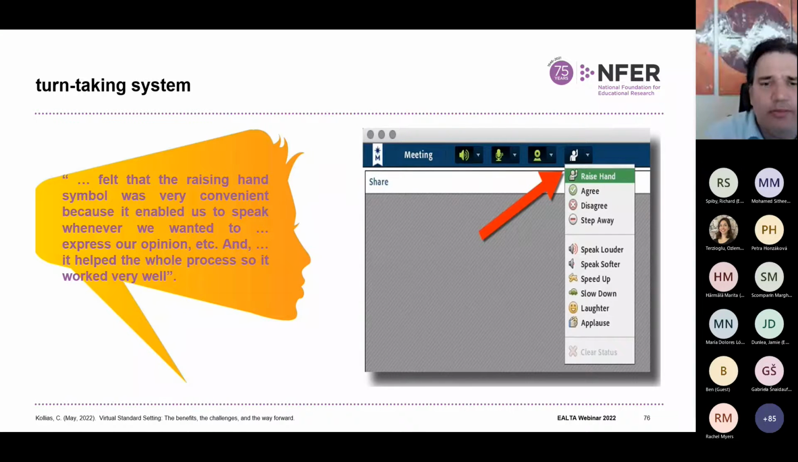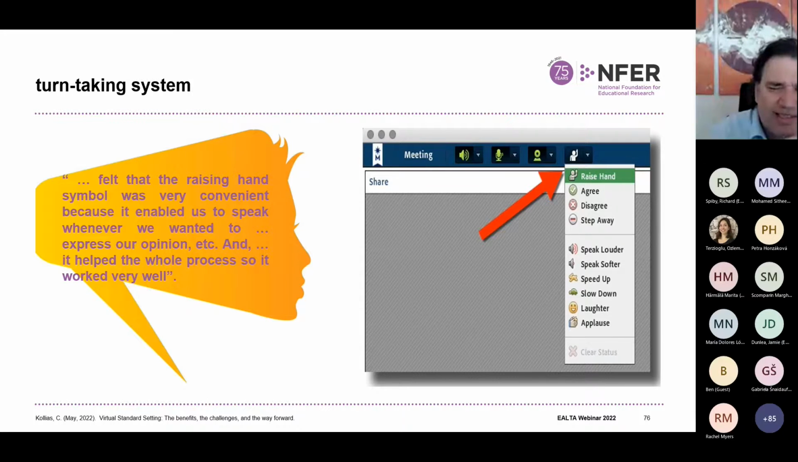Some people liked the buttons, some people didn't like the buttons. Some people said, look, I want to call out. I want to shout out. I want to speak at that particular minute. I don't want to be in line waiting for the other person to finish. Here's one person saying, felt that raising hand symbol was very convenient because it enabled us to speak whatever we wanted to express our opinion. And it helped the whole process, so it worked very well.